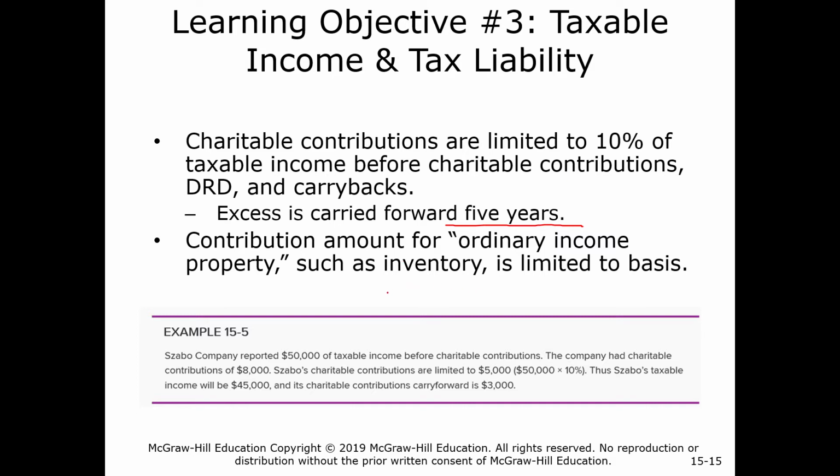Here we have an example. Zabo Company reported $50,000 of taxable income before charitable contribution. So I don't have to subtract the charitable contribution from this because it was not included in calculating the $50,000. The company had charitable contributions of $8,000. We are limited to 10% of the $50,000, so we can only deduct $5,000 of our $8,000 contributions. The remainder that we were not able to deduct in the current year will carry forward to the following year.